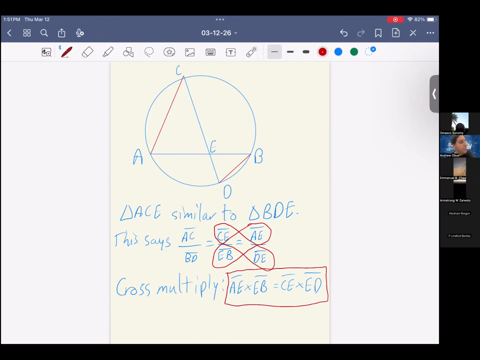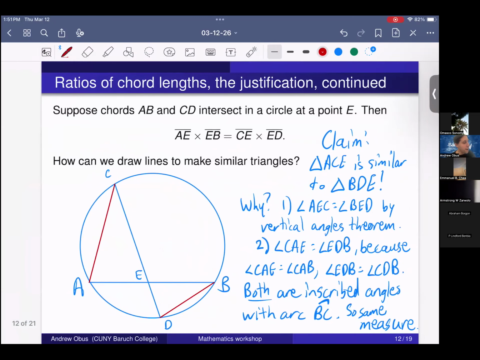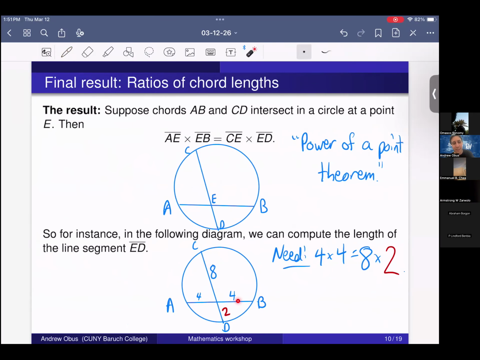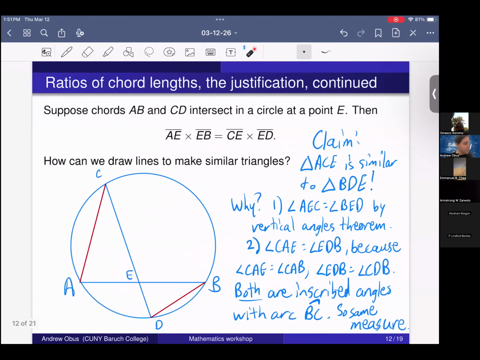Okay, so it's a bit of a complex proof, but it's a very easy result to remember, right? Because the result is just, this times this equals this times this. It's a very easy result to remember, but there's a lot underlying it. You've got to draw lines to make similar triangles. You've got to remember what similar triangles are.